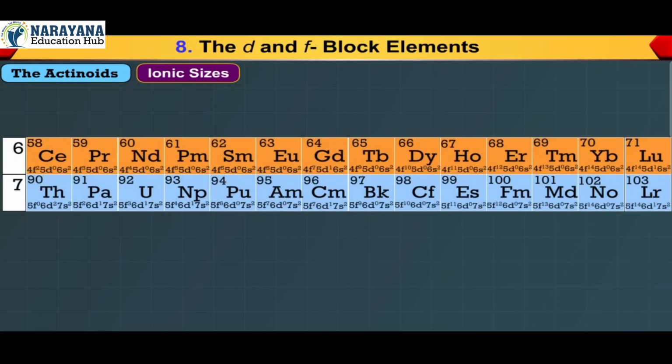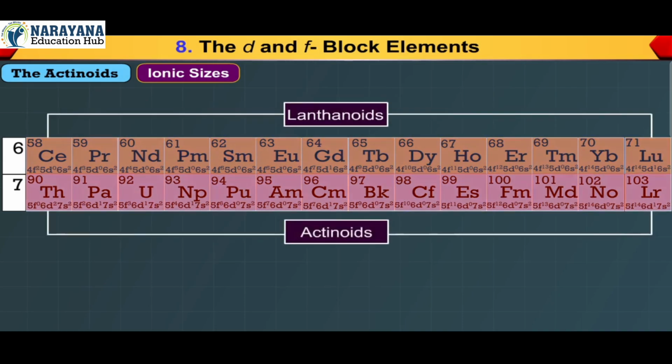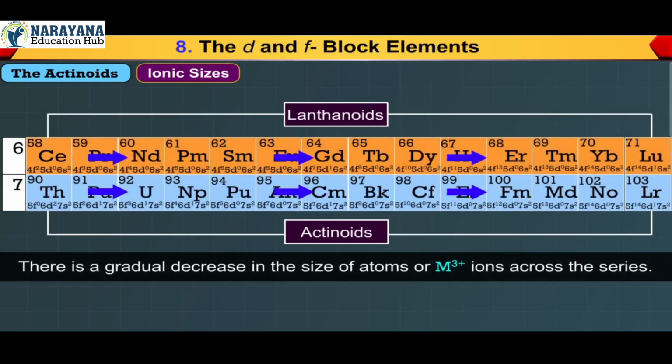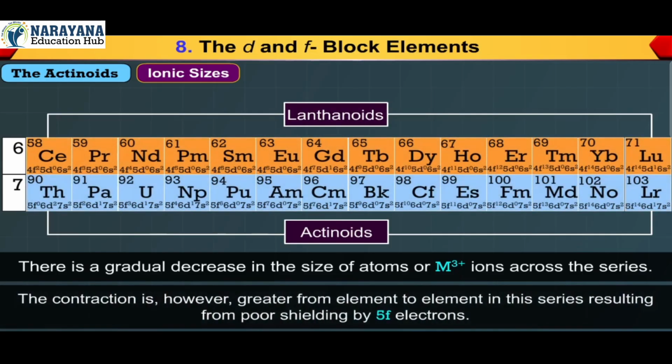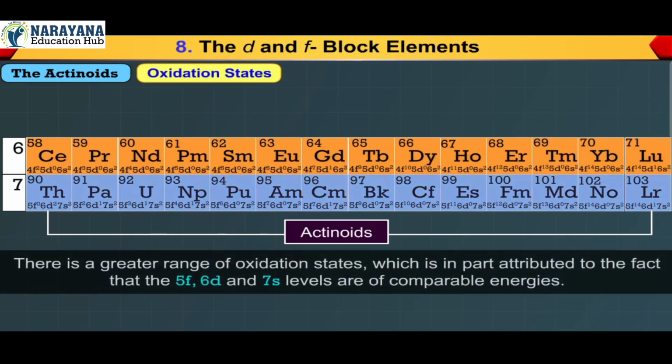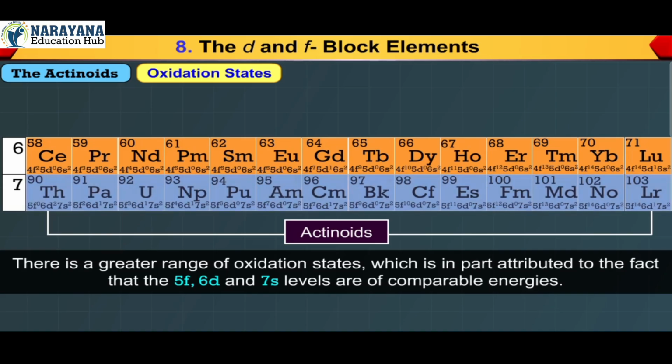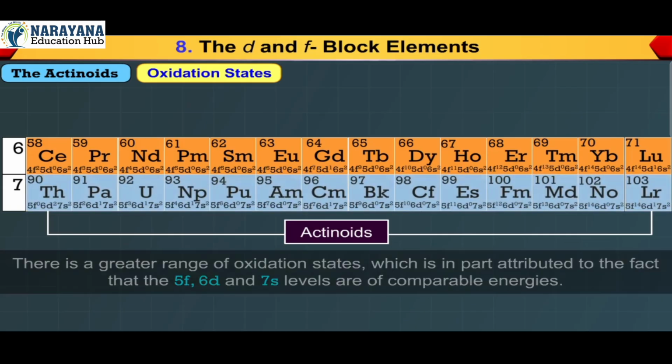Ionic sizes. The general trend in lanthanoids is observable in the actinoids as well. There is a gradual decrease in the size of atoms or M3+ ions across the series. This may be referred to as the actinoid contraction, like lanthanoid contraction. The contraction is, however, greater from element to element in this series, resulting from poor shielding by 5f electrons. Oxidation states. There is a greater range of oxidation states, which is in part attributed to the fact that the 5f, 6d, and 7s levels are of comparable energies.